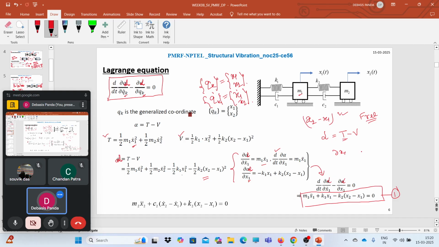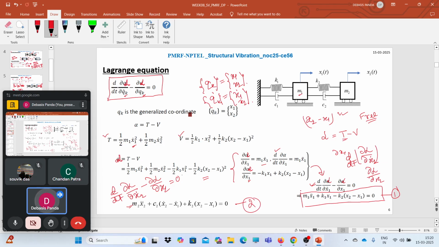Again if you do the same exercise, del L over del x2 dot and del L over del x2, and apply the Lagrange equation in that format, d dt of del L over del x2 dot minus del L over del x2 is equal to 0, you will find this equation, right? Equation number 2. These are the two second order homogeneous equations.